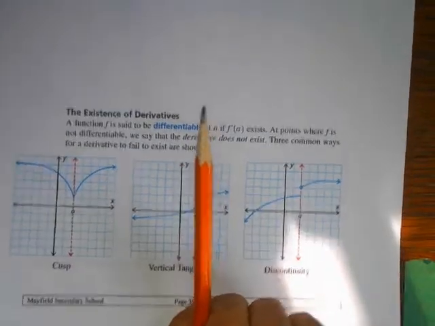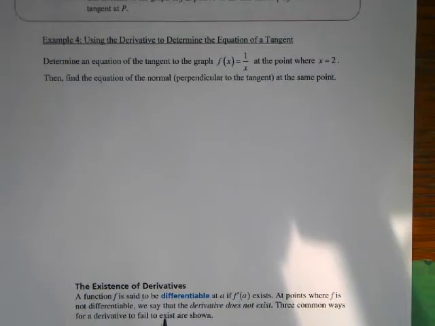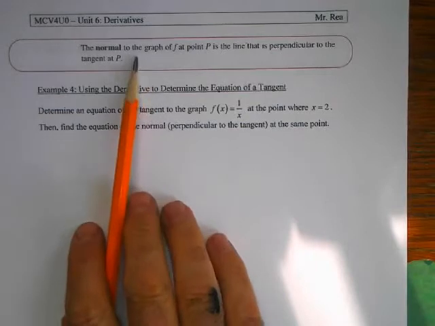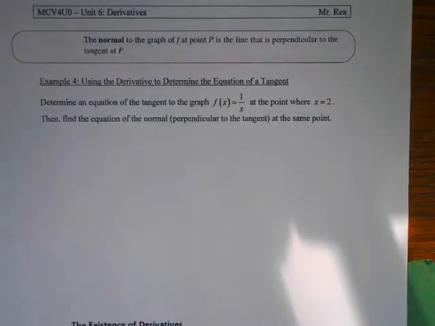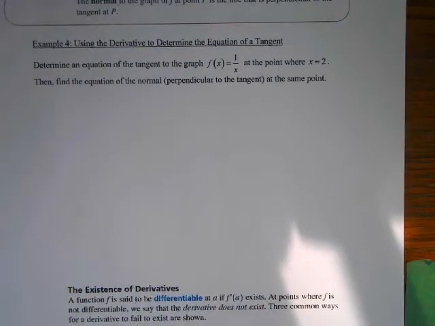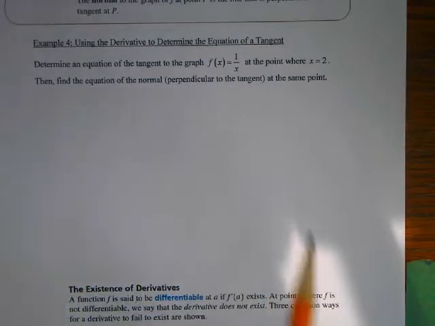So next, example 4. We start off with the last key concept about the normal being perpendicular to the tangent. So we're going to use that here, using the derivative to determine the equation of a tangent. Determine an equation of the tangent to the graph f of x equals 1 over x at the point where x equals 2. Then find the equation of the normal perpendicular to the tangent at the same point. Okay, so we're being specific this time.